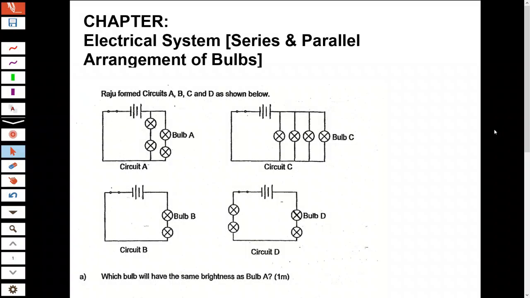Hi everyone. Today we are going to look at a question from the electrical system chapter, and this question focuses on series and parallel arrangement of bulbs. Okay, now let's look at the question.